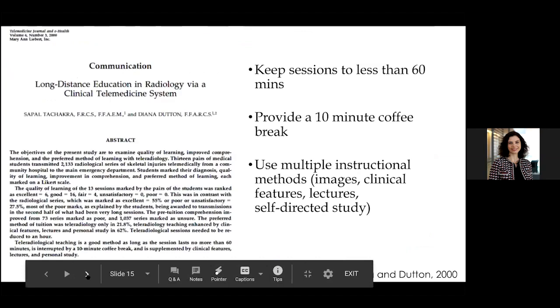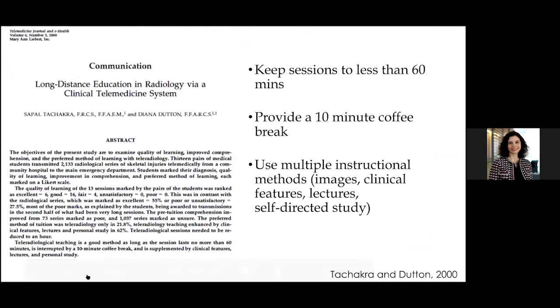So a few other considerations. Next slide. This was a study from radiology. I threw it in there just to show that I can look at literature that's not just surgical education. And they were looking at telemedicine as an opportunity to train radiology skills in undergraduate students.